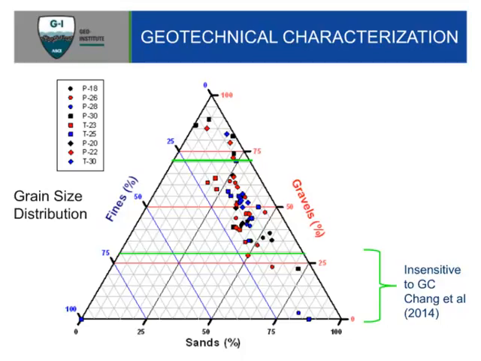Just to understand a little bit, this is the grain size distribution. On the horizontal axis is the sand contribution, the vertical right axis is the gravel contribution, and the vertical left axis is the fines. So you will see that it's mostly gravelly sand and sandy gravel. And these green lines are the thresholds that Chang considers: from 0 to 30% gravel, a gravelly sand material is going to behave as a sand, between 30 to 70% is a transition, and above 70% is going to behave as a gravel material.